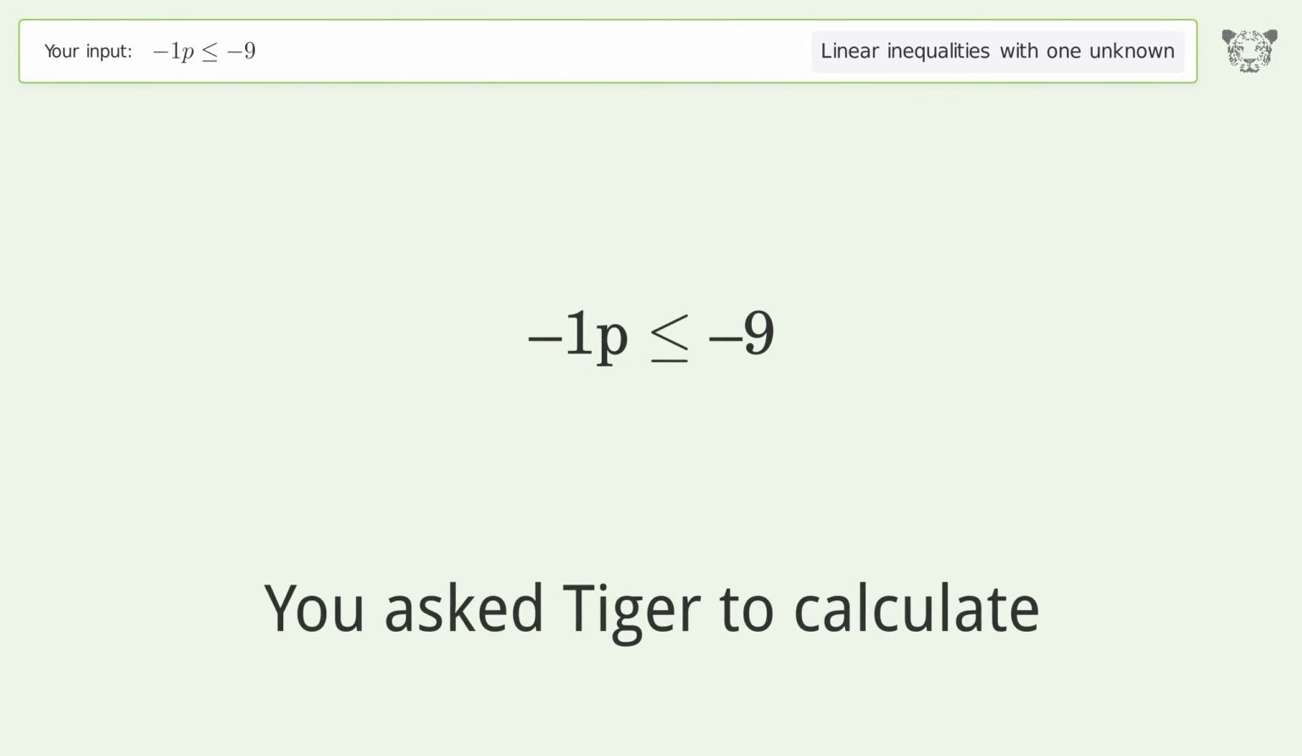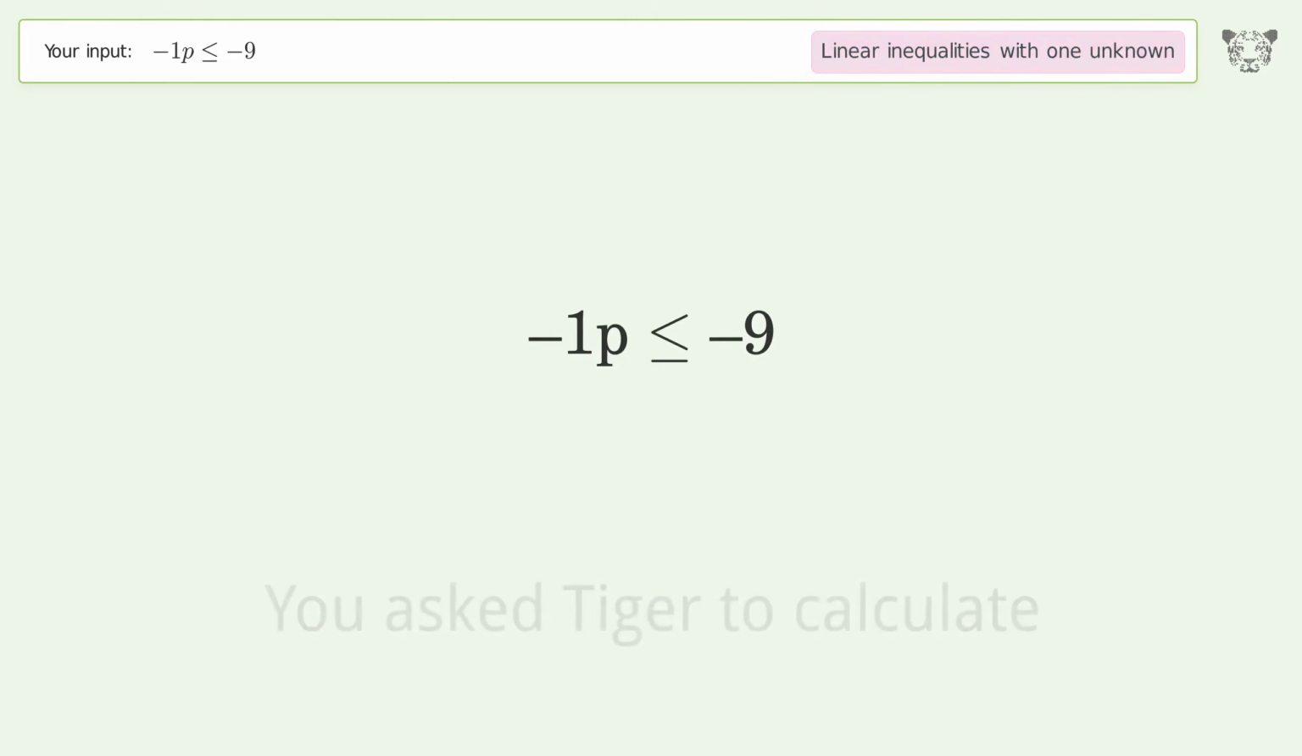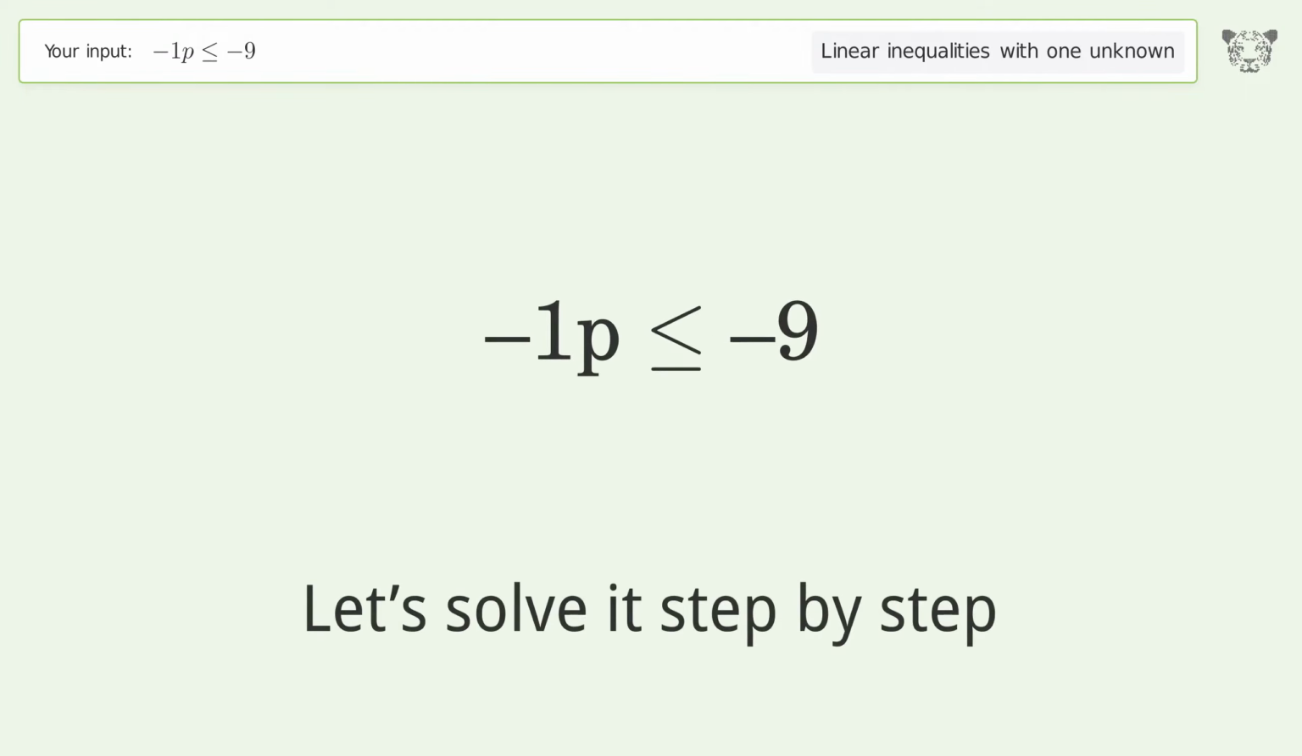You ask Tiger to calculate. This deals with linear inequalities with one unknown. The final result is p equal or greater than 9. Let's solve it step by step.